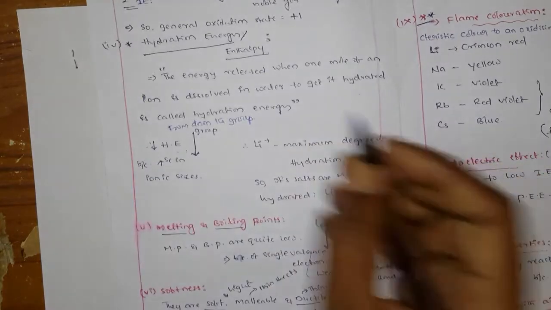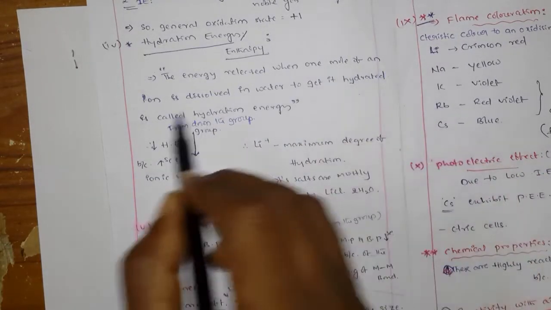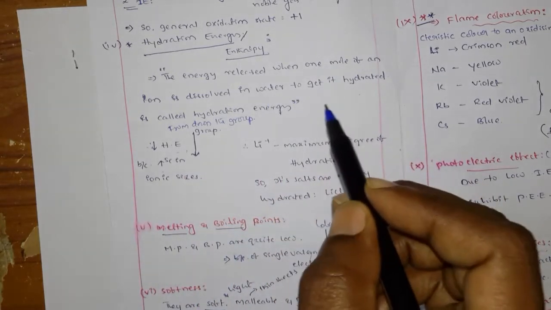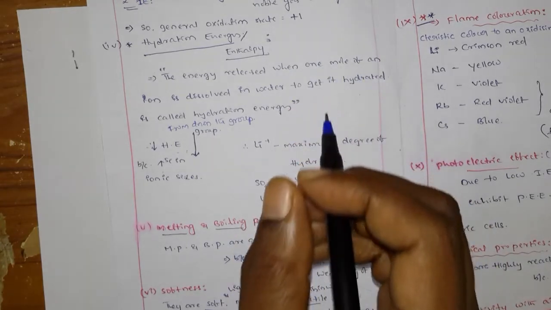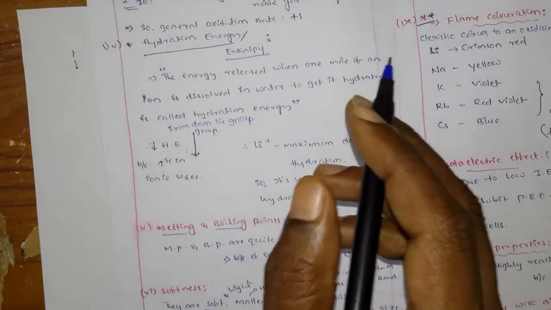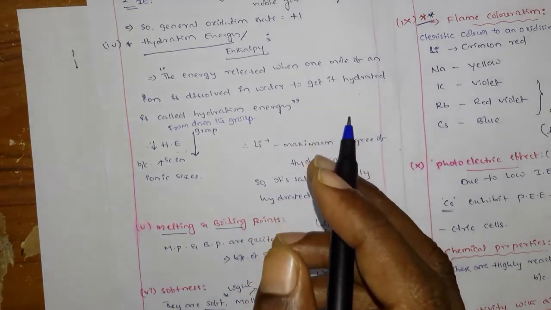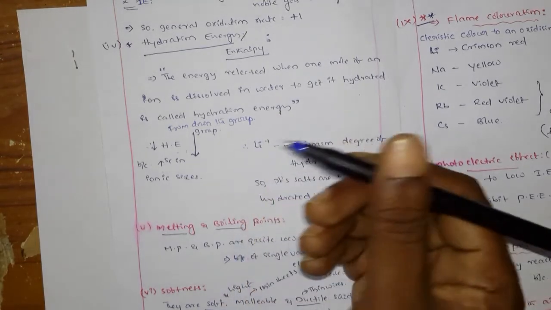So how will you understand this? Here you see, the energy is released when 1 mole of an ion is dissolved in water. So why does it release the energy? You know bond making and bond breaking. For bond breaking you need to supply energy, and where does it release the energy? In bond making. Right, when bonds form, energy is released.